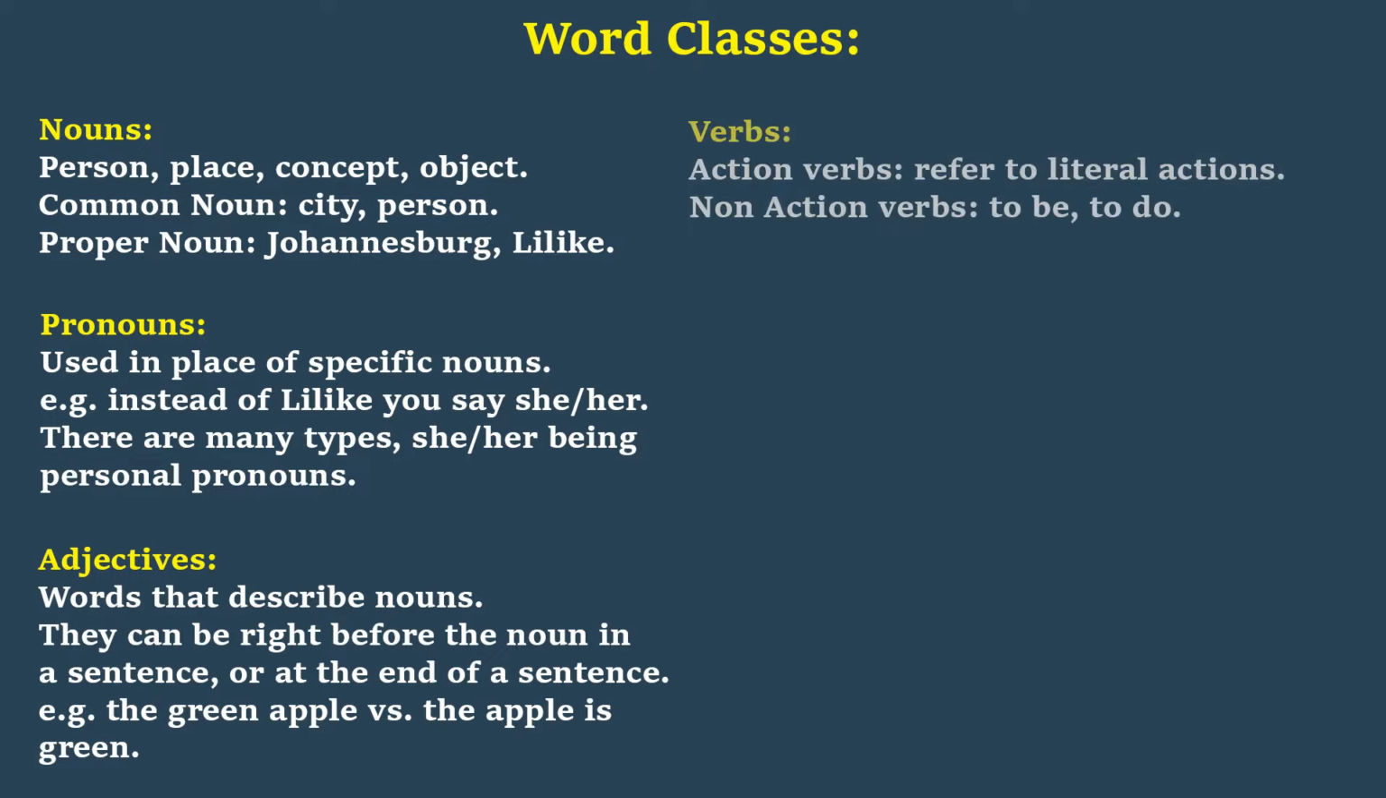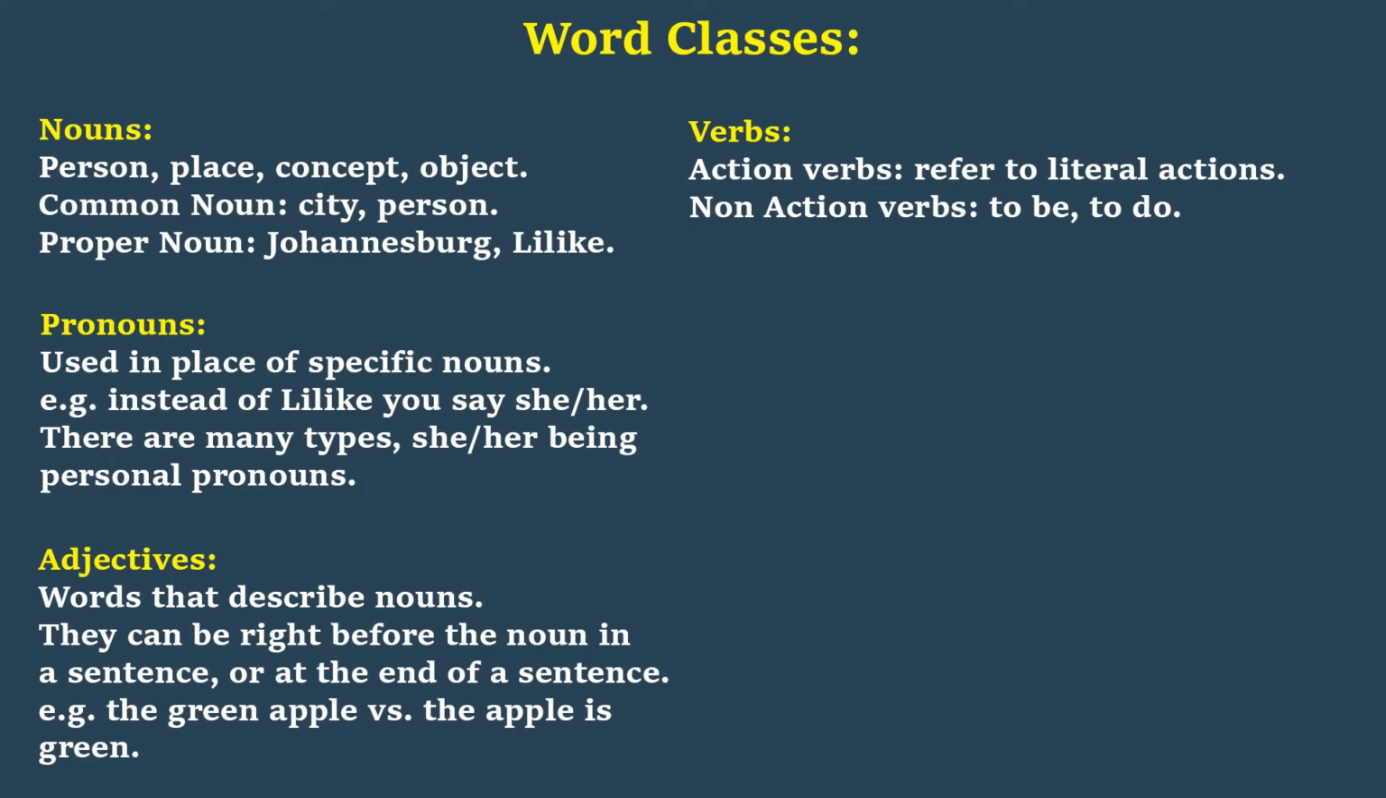Next up, we have verbs. There are two types of verbs. There are action verbs. Those refer to literal actions such as she jumped or he ran. And then there are also non-action verbs such as to be or to do, which are still referring to something that someone's doing, but they're just not as specific and physical as an action verb would be.